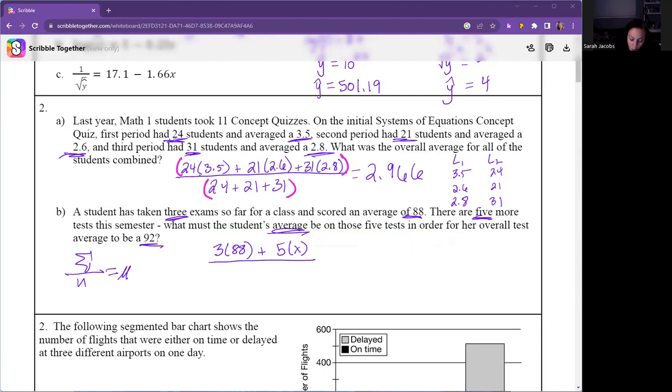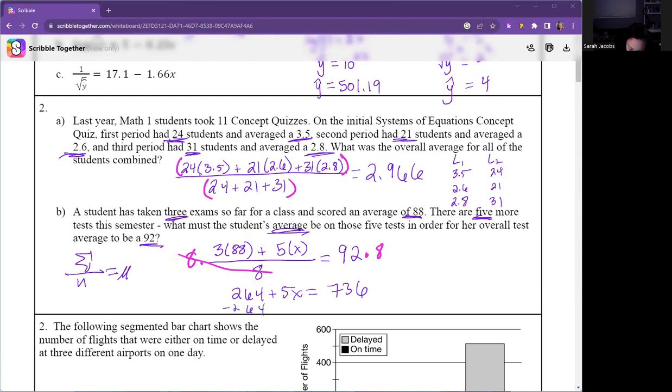Divided by, well, all together, there's going to be 3 tests and 5 tests. So that's going to make 8 tests. And when we do all that, we want to get 92. Now it's just algebra. We're going to multiply both sides by 8, clear that denominator. And 92 times 8 is 736. So 3 times 88 is 264. So 264 plus 5x is equal to 736.